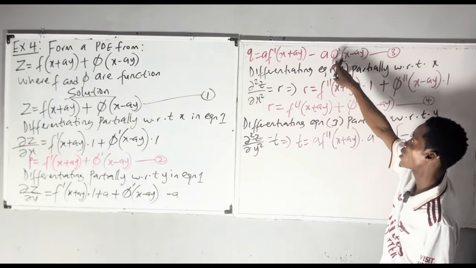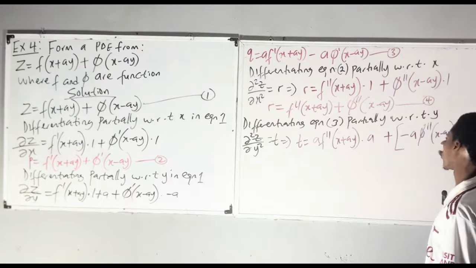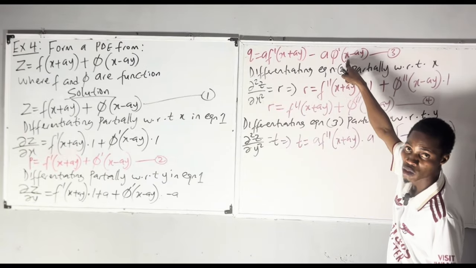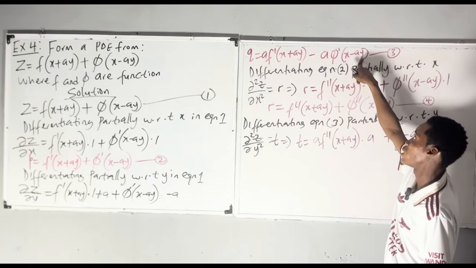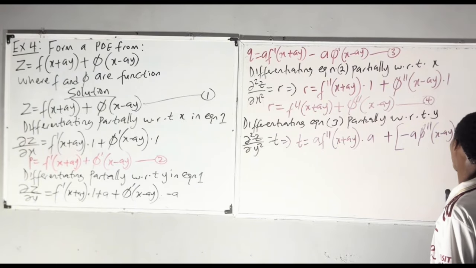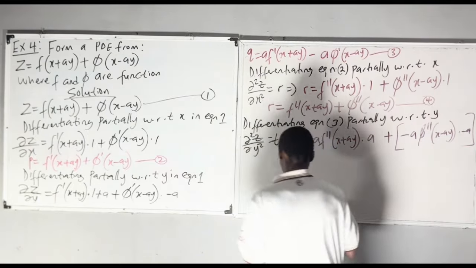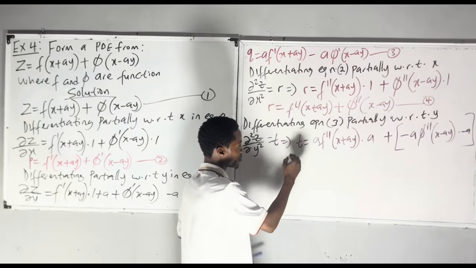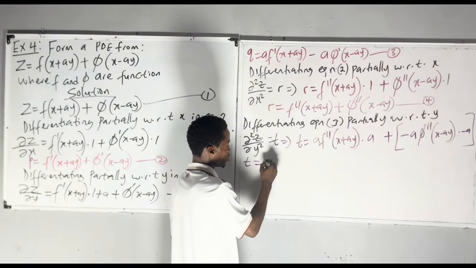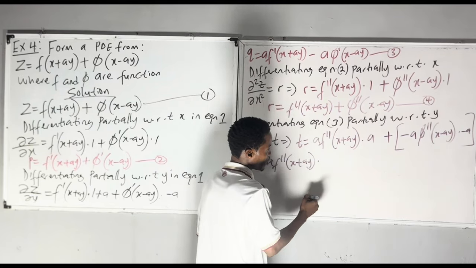Remember that I have phi prime. If I differentiate phi prime, I'm going to have phi prime prime (x − ay). I differentiate x with respect to y, I have 0 minus, differentiating y gives 1 times a, minus a, because it's a product. So minus a times this. Let me open this bracket. I'm going to have t is equal to a f prime prime (x + ay) multiplied by what?